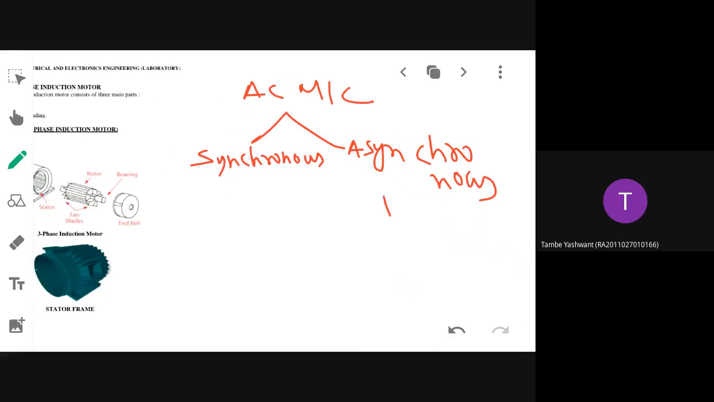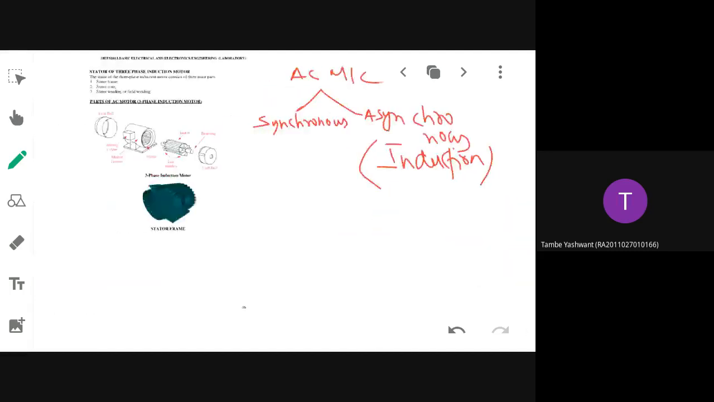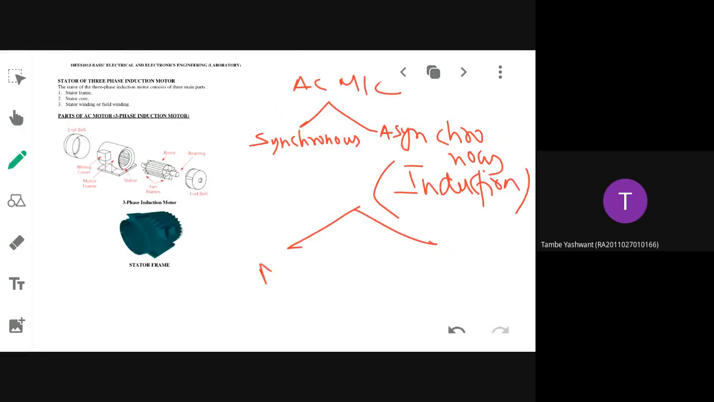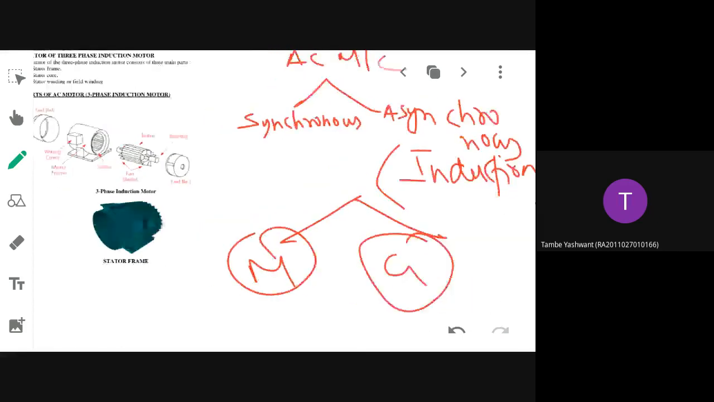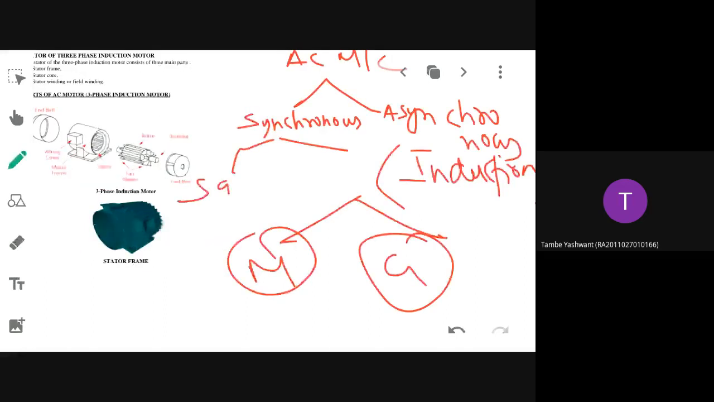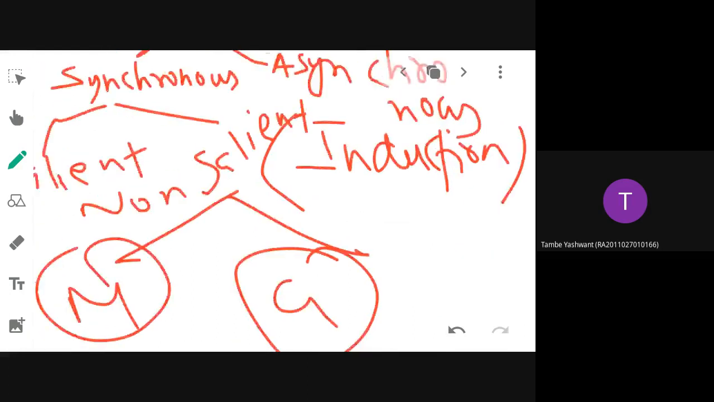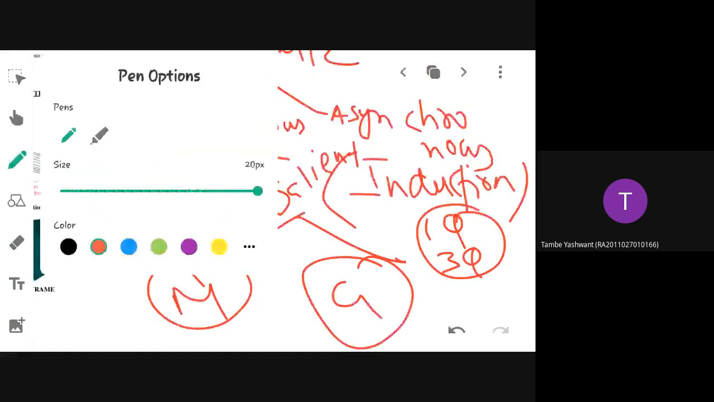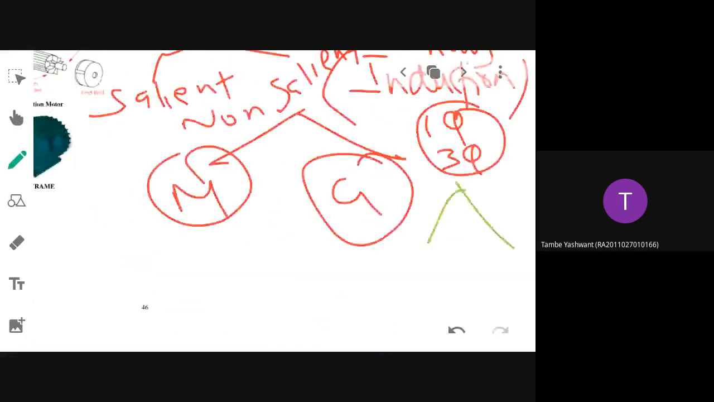So asynchronous machines are also called as what? Induction machines, and here also you will have the same classification. Motoring and generator you will be having. Under synchronous machines, you are having two classifications: salient and non-salient. And if you see induction machines, you are having single phase and three phase categories. Already I told you all these things, no?